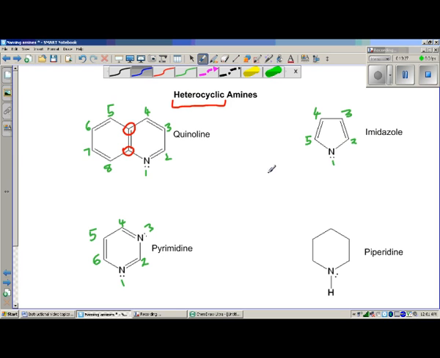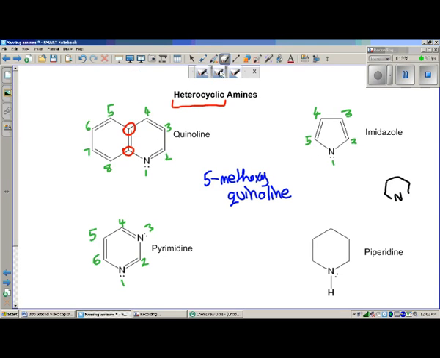So if you see on a quiz something like provide the structure for 5-methoxyquinoline, then first off, I'm hoping what you'd recognize is, well, first thing, it's quinoline, so I know I'm going to have my 2 rings. I'll just write it on the structure that we have. 5-methoxyquinoline, all that means is I have a methoxy group coming off carbon 5 in quinoline.